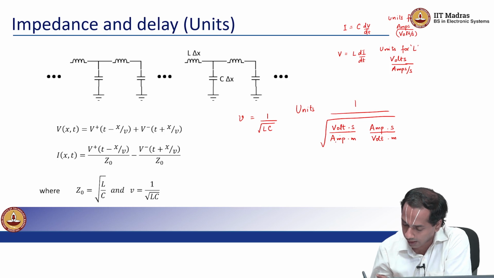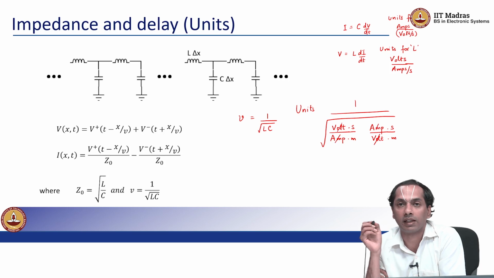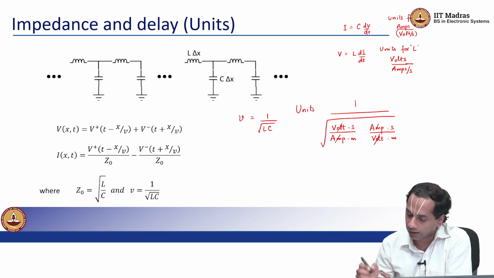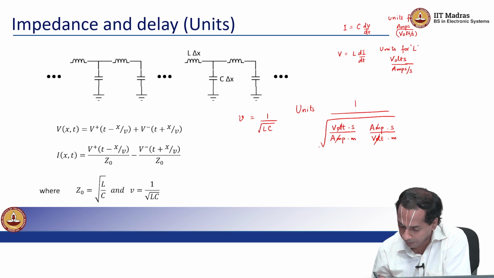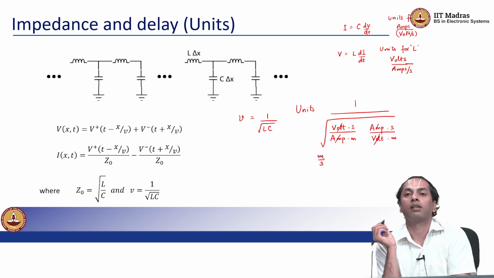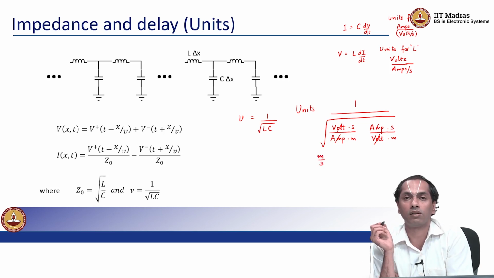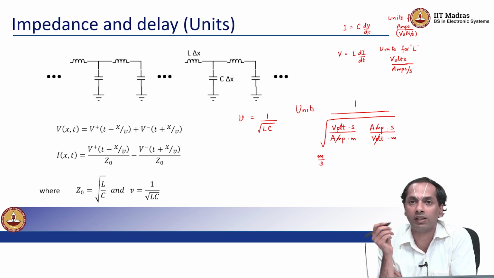Now you can see that the amps and the volts cancel off, and the meters and seconds multiply together. I'll get second squared per meter squared, and under the square root it becomes seconds per meter. You essentially find that the units are meters per second, which is the quantity for velocity. Now you can see why we associate 1 over square root of LC with V, or velocity. This is the speed with which the voltage and current propagate along the transmission line.